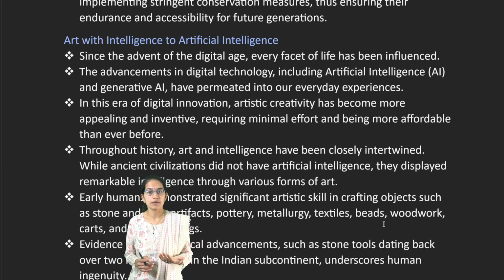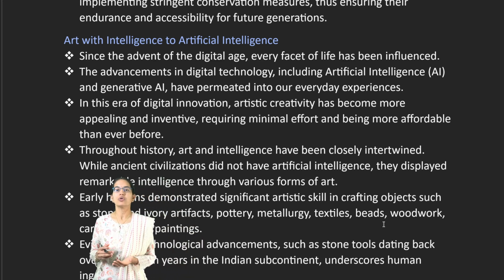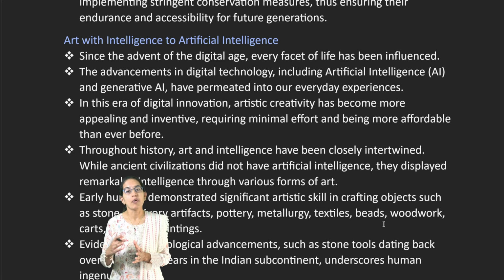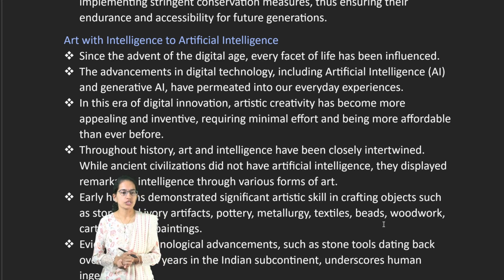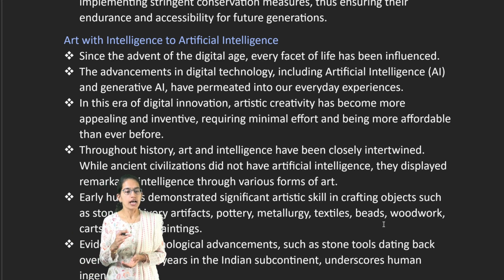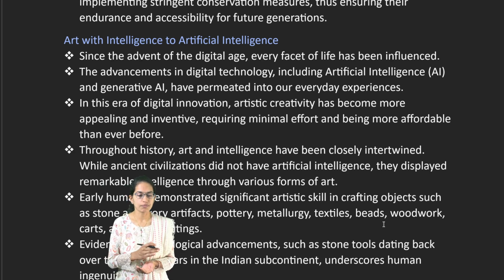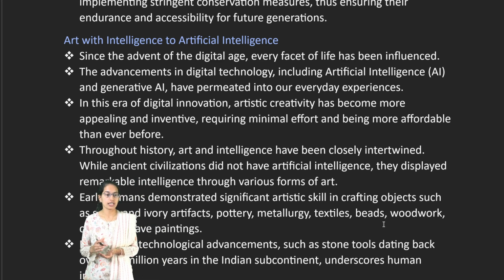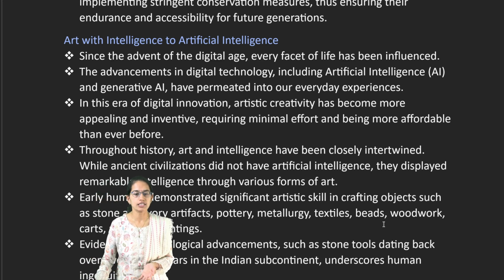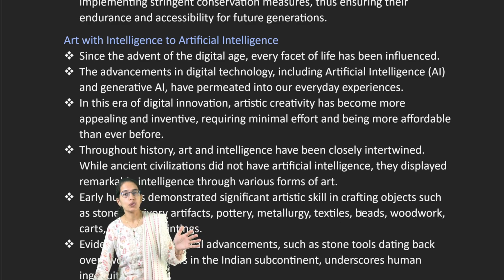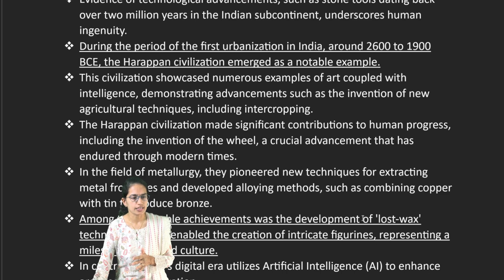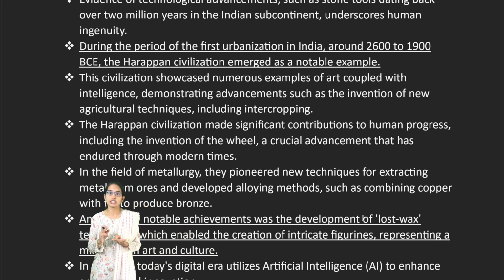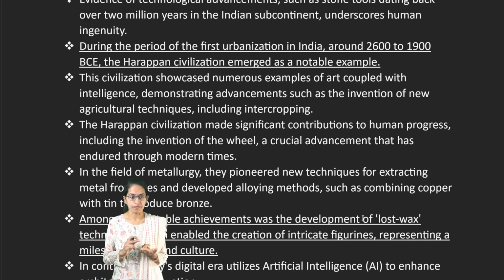Nowadays, we are hearing about deepfake technology. Even artistic sculptures have been modified using deepfake technology. But going to the other side, how technology can actually bring in development. If we talk about the first urbanization in India, that was during the Harappa civilization, notably around 2600 to 1900 BC. And then there were fields which included technology in agriculture and in metallurgy.